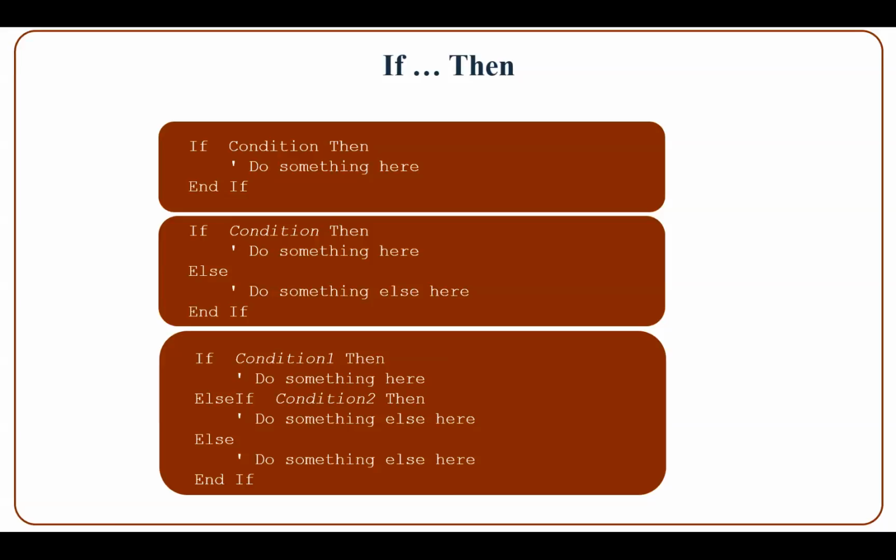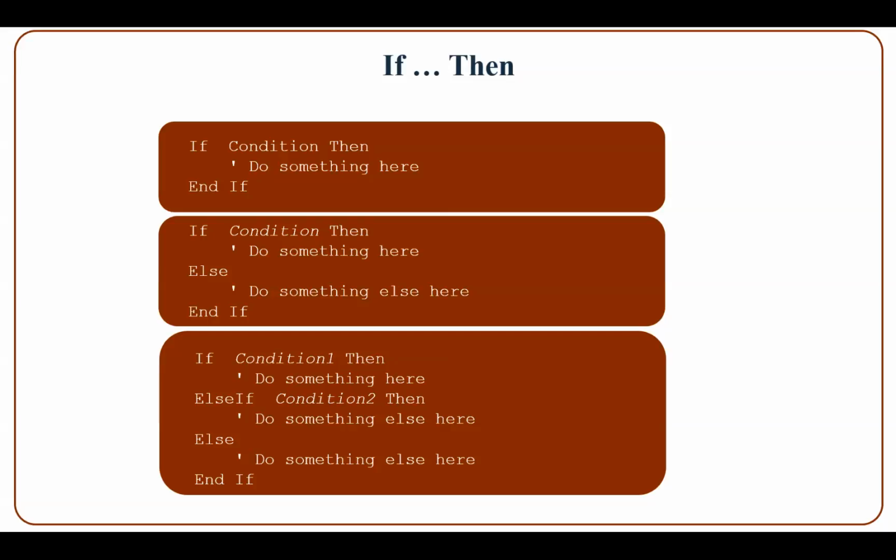The first decision structure is if-then. There are several variations. The first variation lets you test for the condition. If the condition is true, then do something. Otherwise, don't do anything.